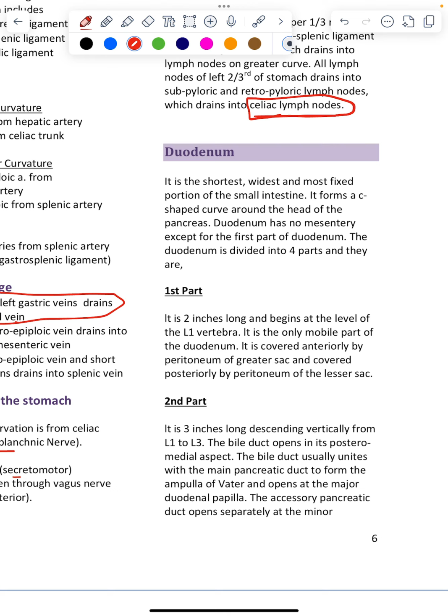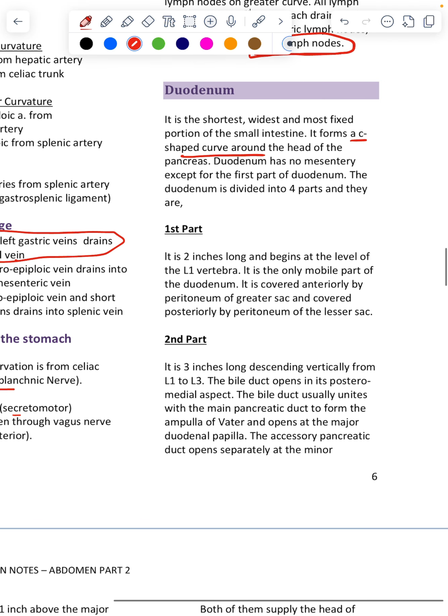This is the shortest, widest, and most fixed portion of the small intestine, with a C-shaped curve along the head of the pancreas. It has no mesentery except for the first part of the duodenum. The first part is 2 inches long and begins at the level of the L1 vertebra. It is the only mobile part of the duodenum and is covered anteriorly by peritoneum of the greater sac, posteriorly by peritoneum of the lesser sac.